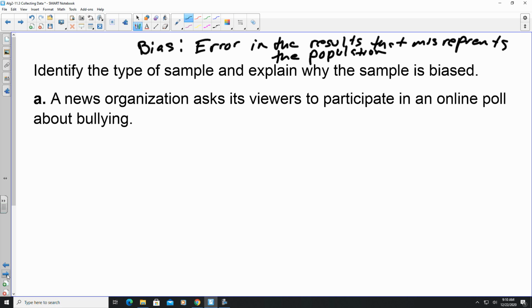So what we're going to do here is identify the type of sample that is being used for each example, and then they want you to explain why the sample is biased. In this particular one, it says a news organization asks its viewers to participate in an online poll about bullying. Since this is a poll where people go out and participate or vote on this, this is a self-selected sample.